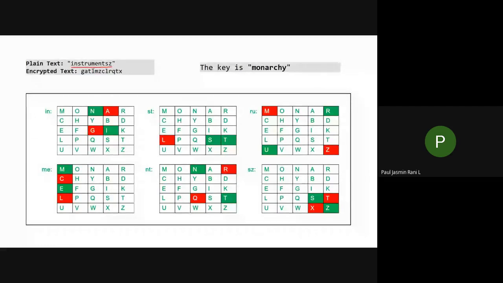First you split this plain text into parts. The first one you'll get is IN, second is ST, third is RU, fourth is ME, next is NT, and the last one is SZ.